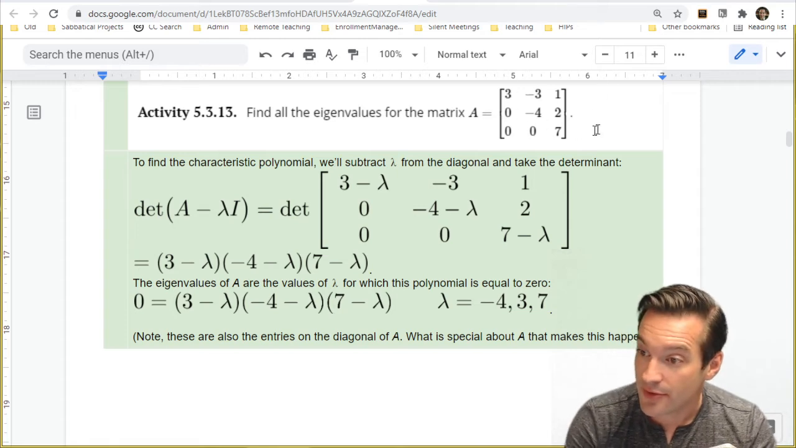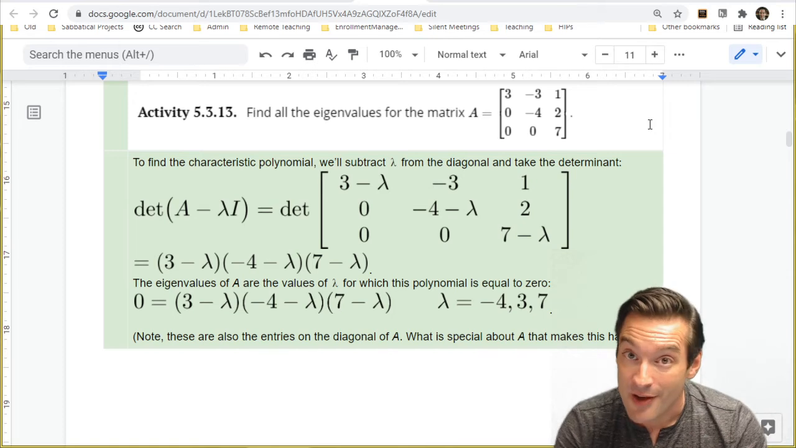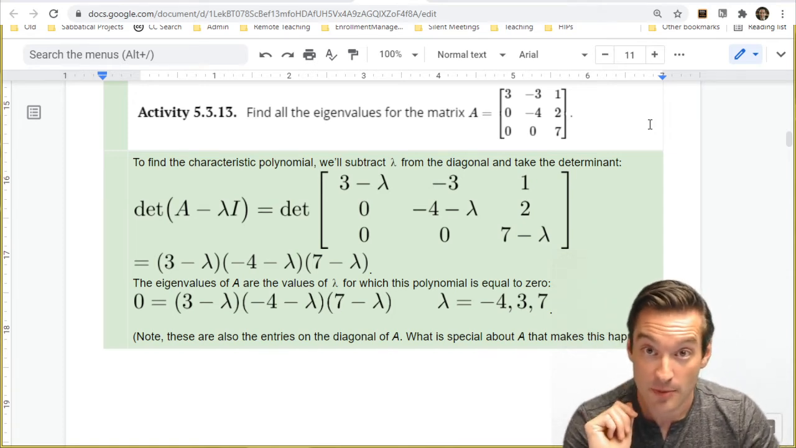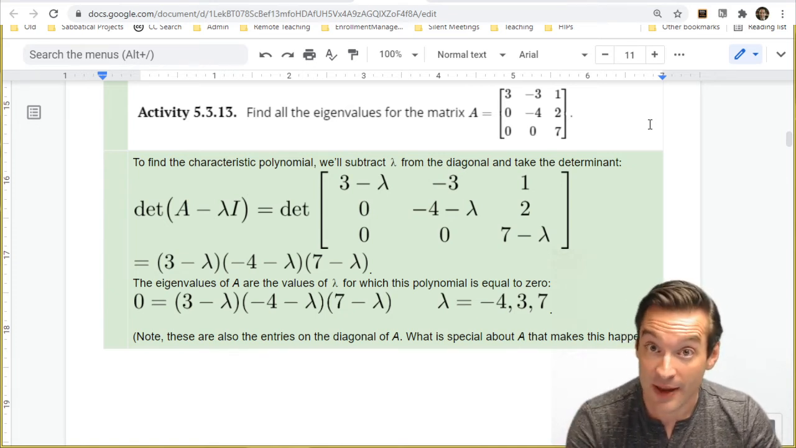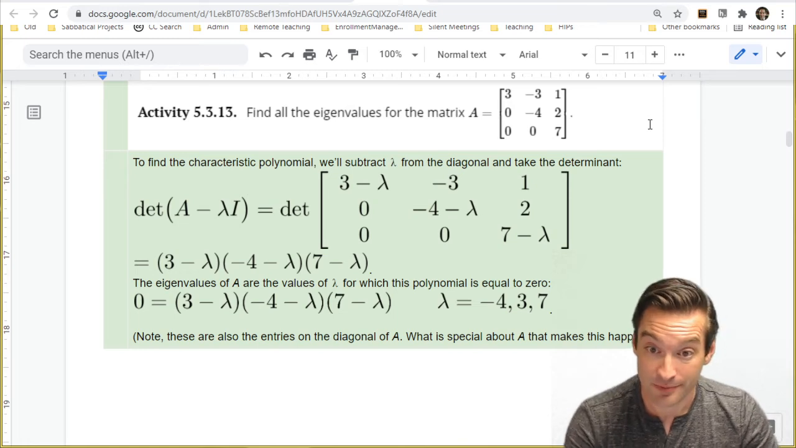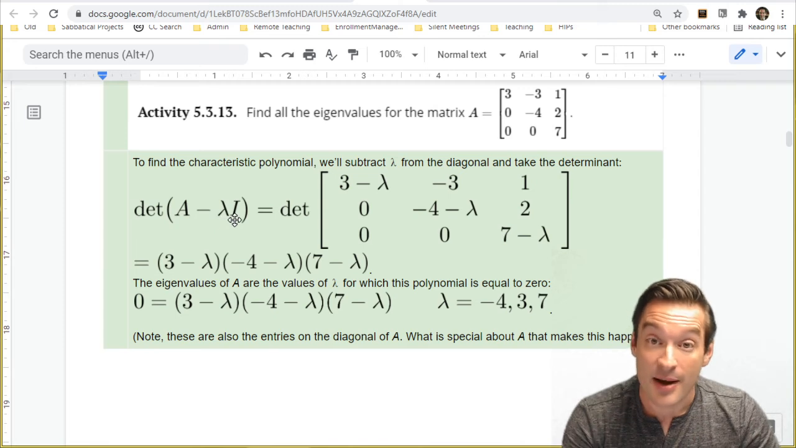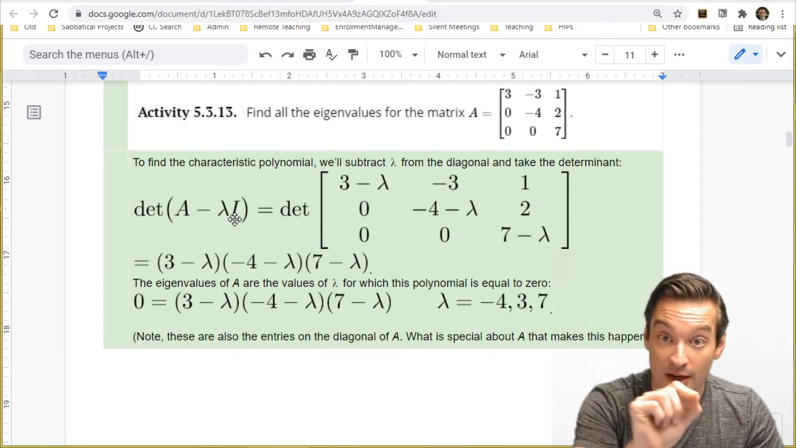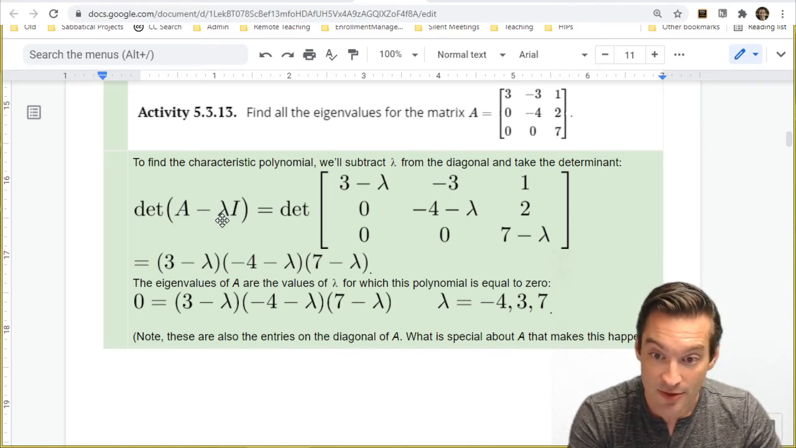So suppose that I have this 3 by 3 matrix, 3, negative 3, 1, 0, negative 4, 2, 0, 0, 7. If I want to know what the eigenvalues of this linear transformation with this standard matrix are, then I want to solve the characteristic equation. Determinant of A minus lambda times the identity is equal to 0. So what that tells me to do is first figure out what is the matrix A minus lambda times the identity. Remembering that the identity matrix just has 1s on the diagonal and 0s everywhere else, what this is really asking me to do is just subtract this unknown lambda from each of the diagonal entries of my matrix.